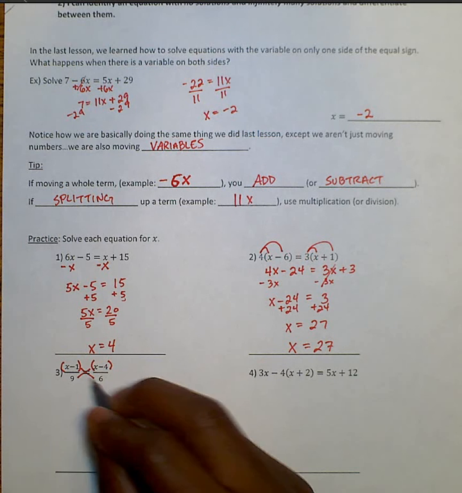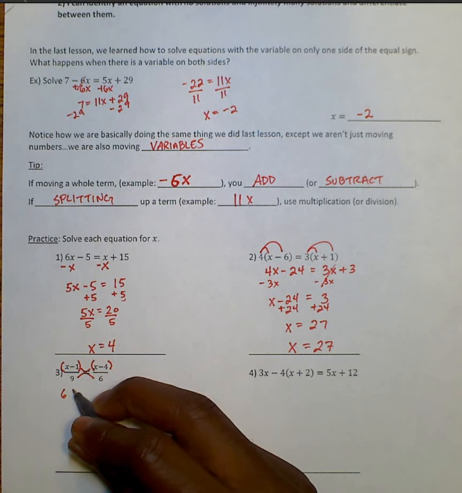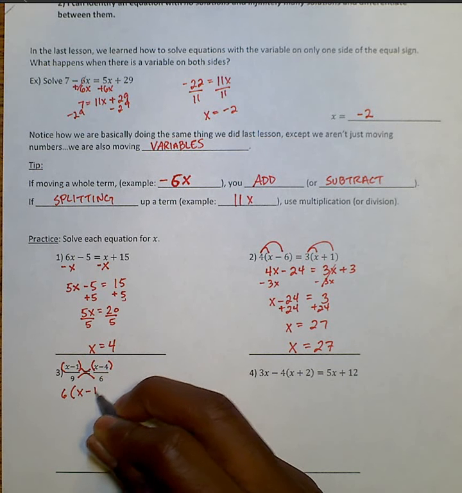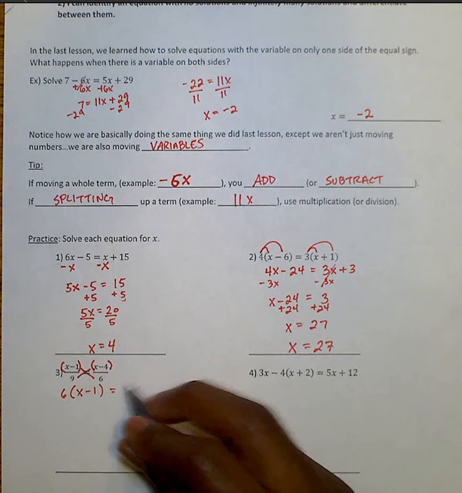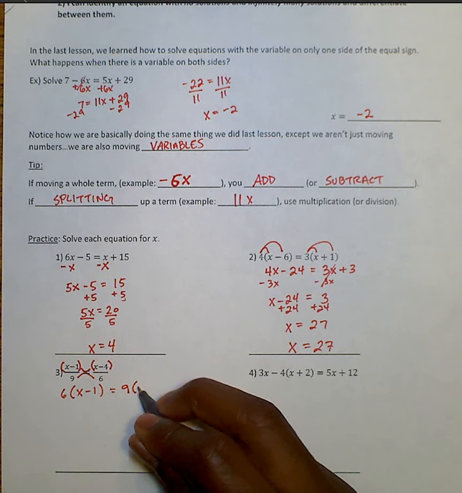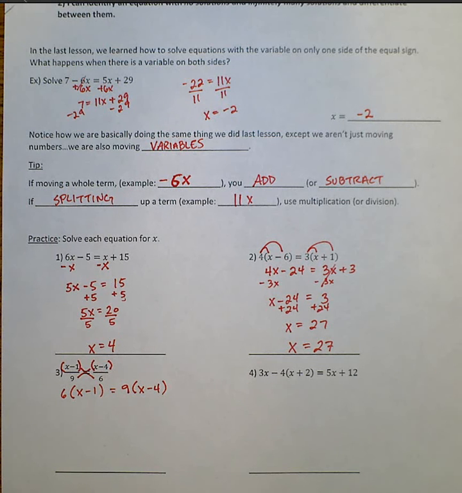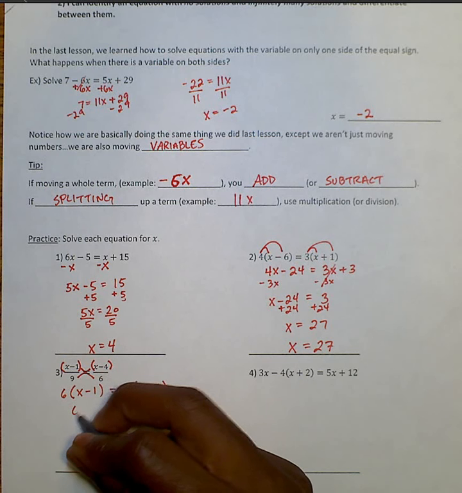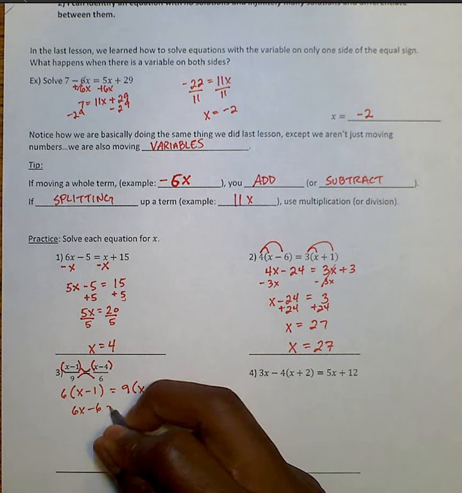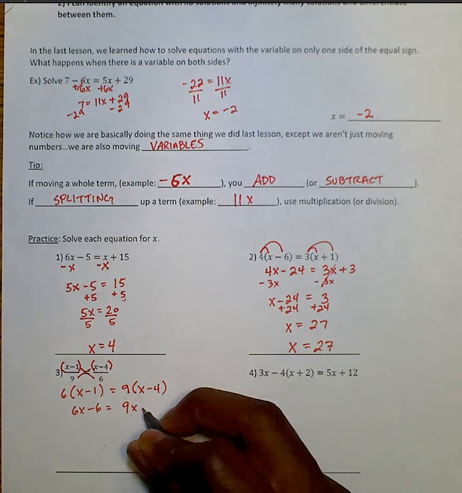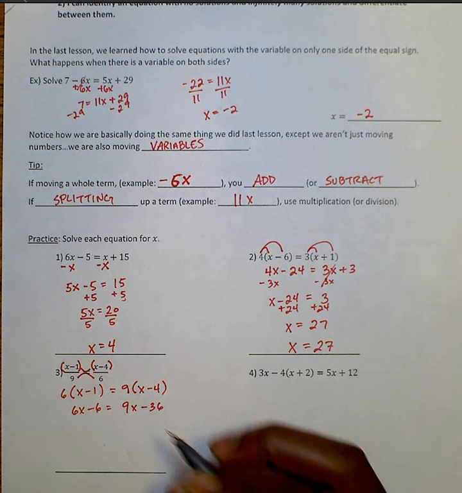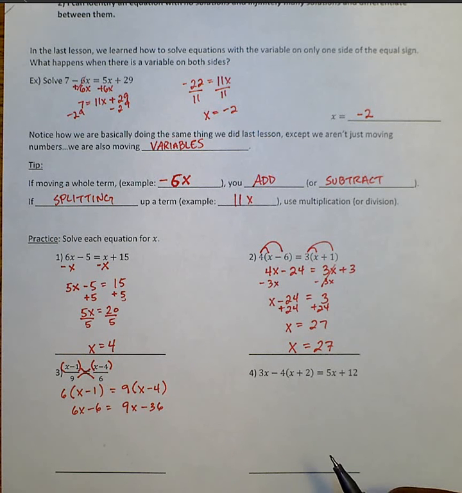So I'm going to rewrite this here as 6 times (x minus 1) will equal 9 times (x minus 4). That's just me cross multiplying, getting rid of the denominators. So when I do that, I get 6x minus 6 equals 9x minus 36. Just distributing both of those around.